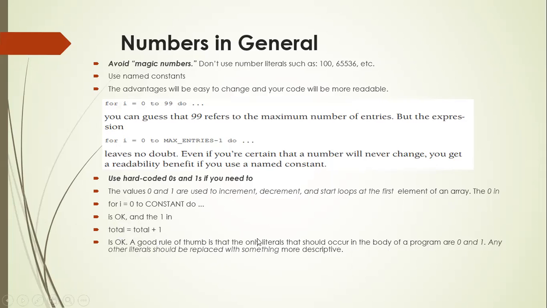So here we are told that the only literals that we are going to use in our program are zeros and ones. Zeros are for the initialization of our loops, and the ones are for increment and decrement of any value. Except for these literals, it's not advised to use other literals. Instead, we are told to use named constants, which are much more descriptive than the literals.